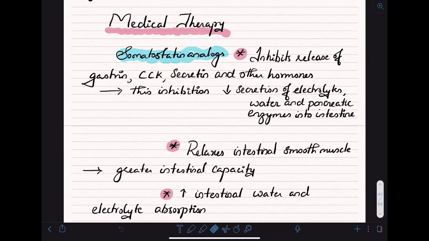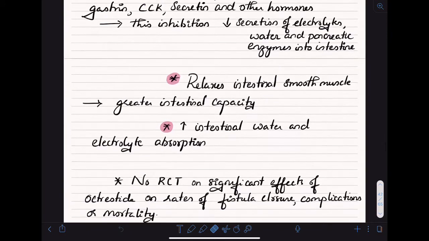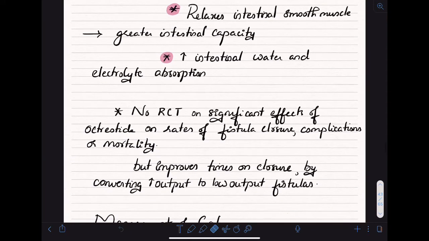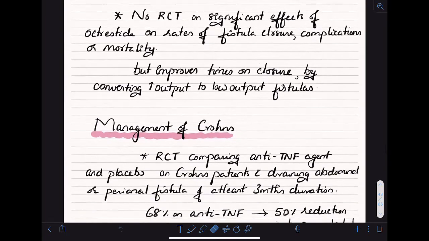This inhibition decreases the secretion of electrolytes, water, and pancreatic enzymes into the intestine, relaxes the intestinal smooth muscle, and causes increased intestinal capacity. It also increases the intestinal water and electrolyte absorption. There is no randomized control data on significant effects of octreotide on rates of fistula closure, complications, or mortality, but few studies have shown improvement in the time of closure by converting high output fistulas into low output fistulas.